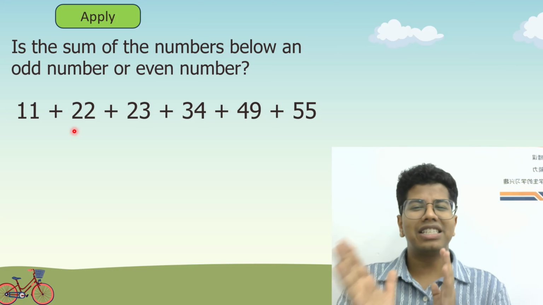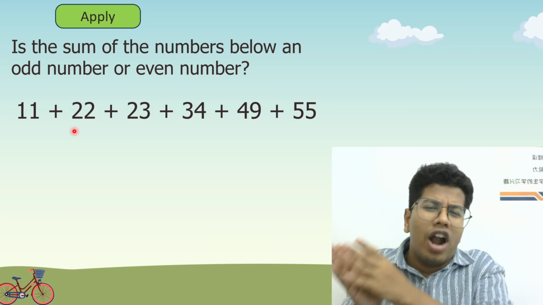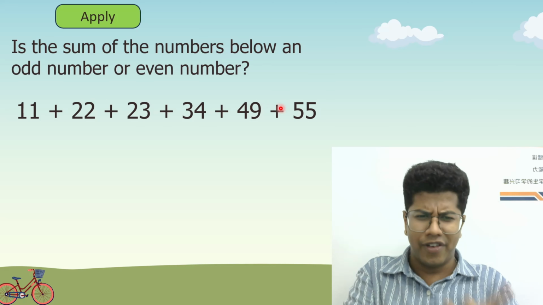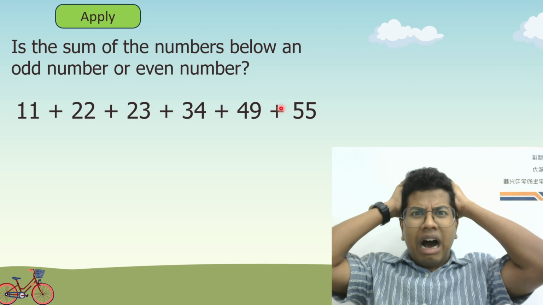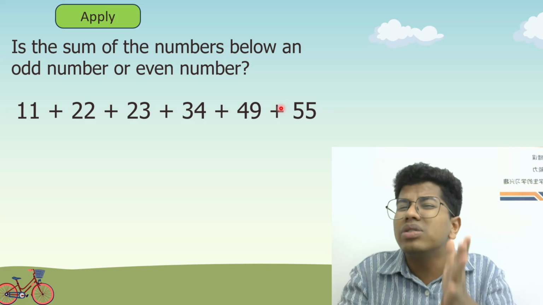So let's practice it one more time with this question. Is the sum of the numbers below an odd or even number? I have 11, 22, 23, 34, 49, 55. Am I going to add all the numbers and get the answer? Pretty much big. So let's try to use our method.